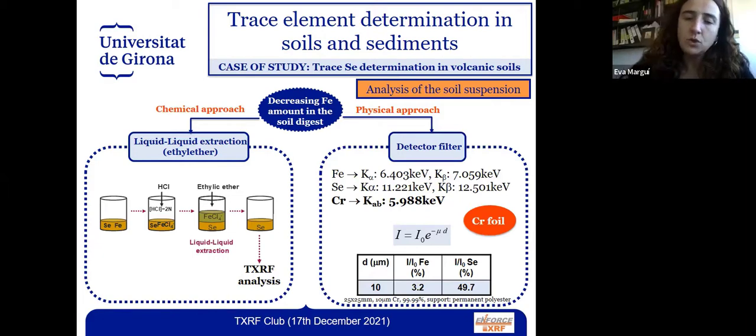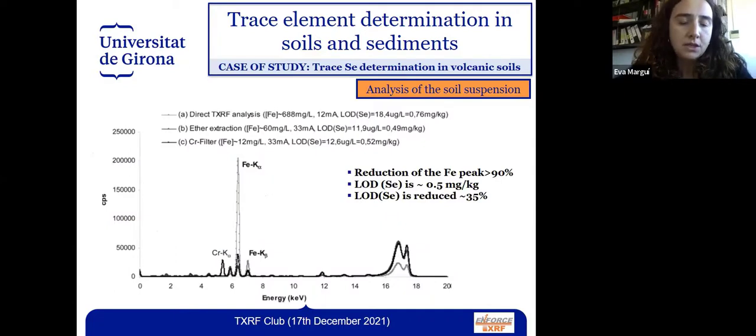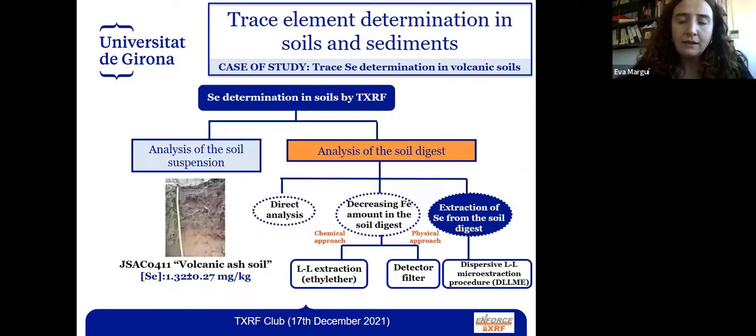In this case, using both approaches, as you can see in the slide, we obtain a clear reduction of the iron peak, around 90%. We also reduce the limits of detection for selenium to around 0.5, but still not adequate to quantify this element at 1 ppm level. So finally, we decided not to remove the iron, but to extract the selenium from the soil digest.